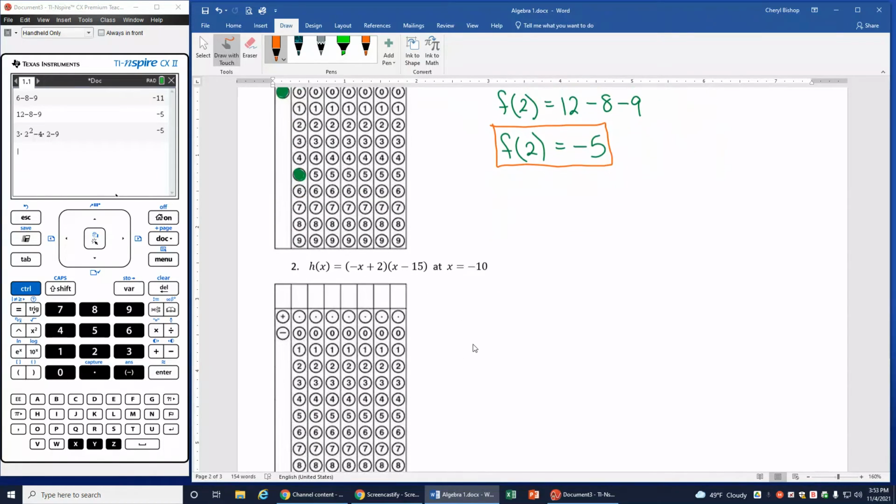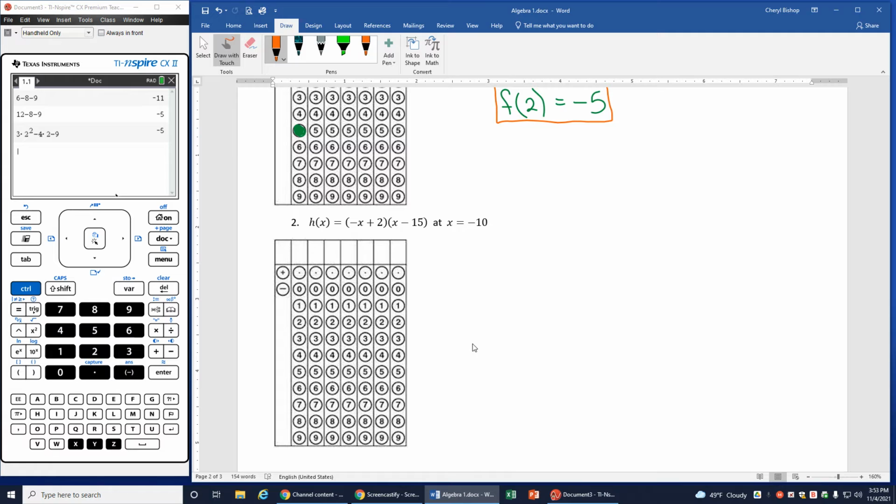Okay, so let's look at the next one. On the next one, I want to replace the x. Everywhere I have an x, I'm going to replace it with a negative 10. So I'm going to put it here, I'm going to put it here, and I'm going to put it here.